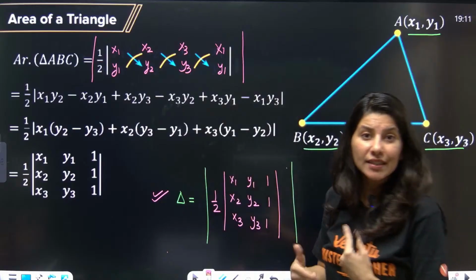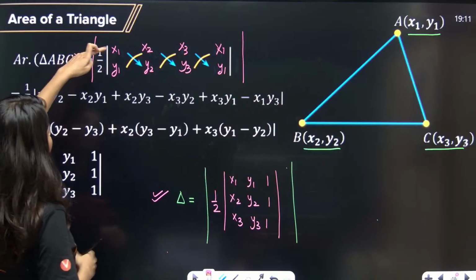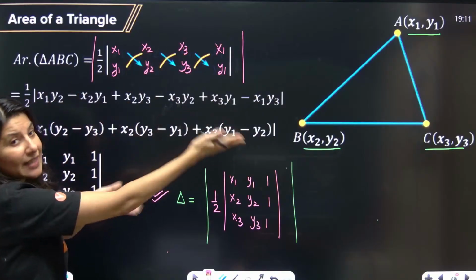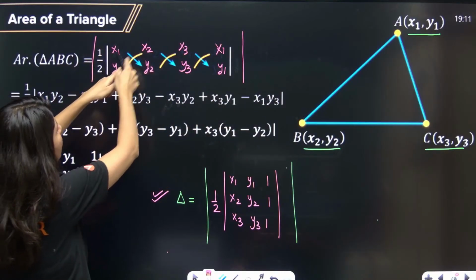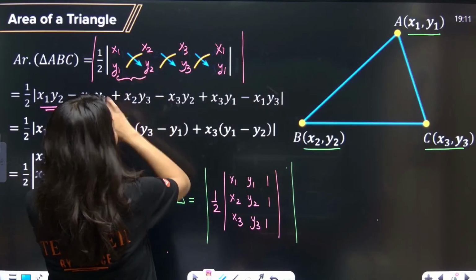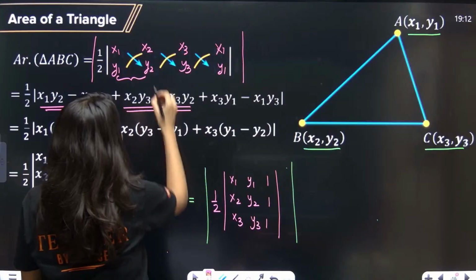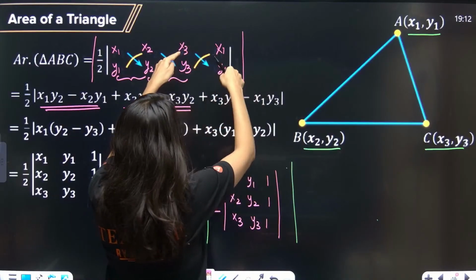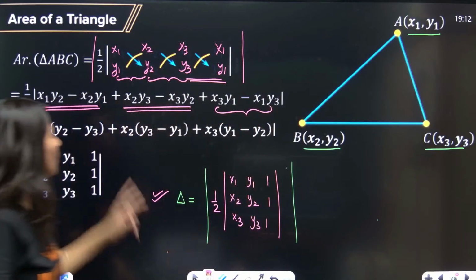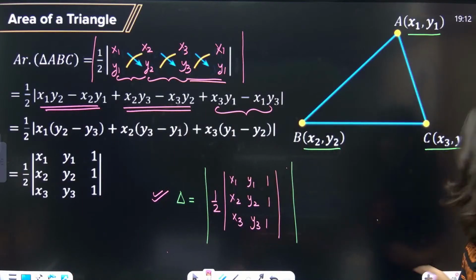Now how to open it? Can anybody tell me how to open it? Yes, how to open it? So yes, crisscross. Half is there, modulus you have to apply. Can you see? x1, y2 minus x2, y1. Okay, next. So this is done, okay. x2, y3 minus x3, y2. Done. This is also done. Next, x3, y1 minus y3, x1. Done, done, done. Okay, so this is the final thing. Everybody? Okay, all right. So this is the area of triangle.